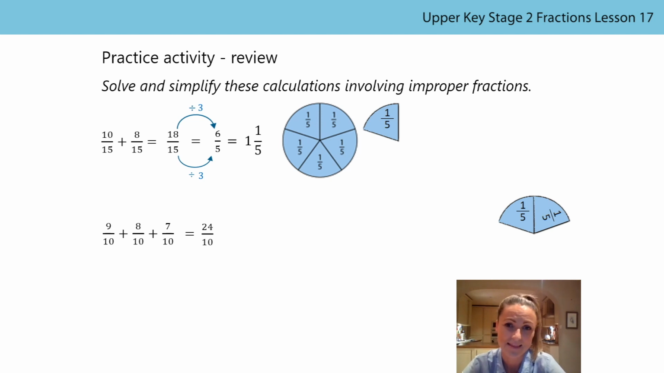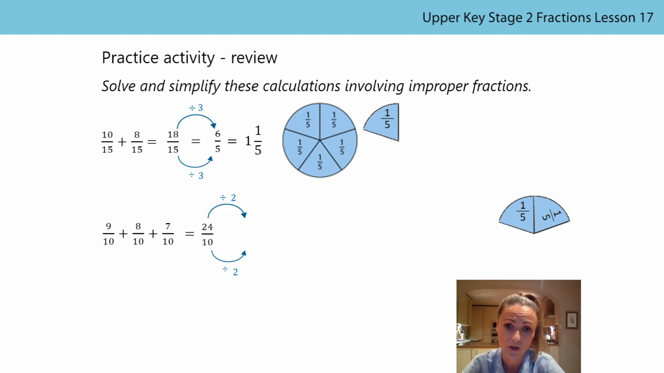Again, can you see that this is an improper fraction? And why? Well, that's because the numerator has a greater value than the denominator. And at this stage, we're going to simplify this improper fraction by identifying the highest common factor. Now, looking at 24 and 10, I've identified that it is 2. So I'm going to divide both the numerator and the denominator by 2. And that is going to simplify to 12/5.